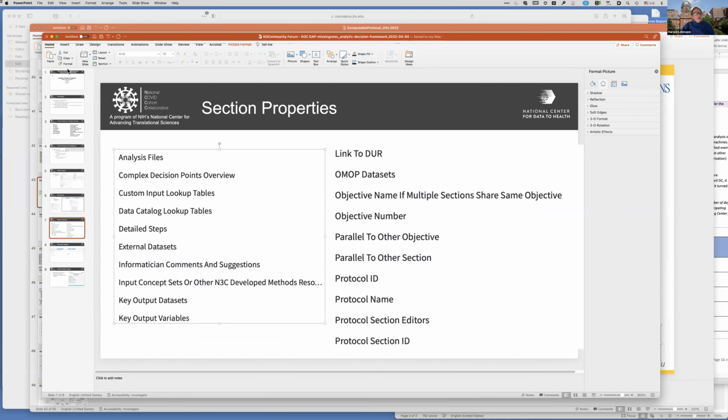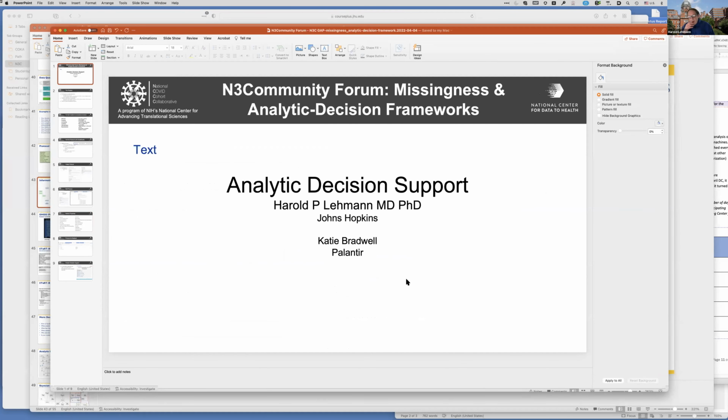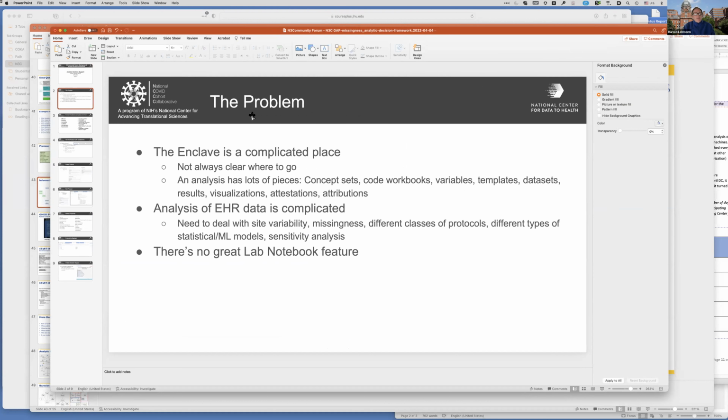You've heard a lot of details, and I want to show where we are in a project to make this work easier, reporting on work that I started about last summer and that Katie Bradwell and I have been working on implementing. So basically the problem that we're dealing with, the enclave is a complicated place, as we have made very clear this past hour. It's not always clear where to go. There are a lot of pieces. The analysis is complicated, and there is really no great lab notebook feature within the enclave.